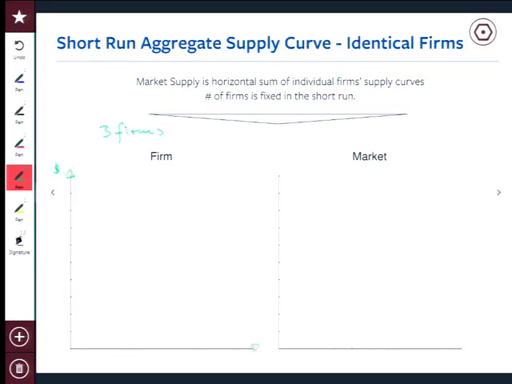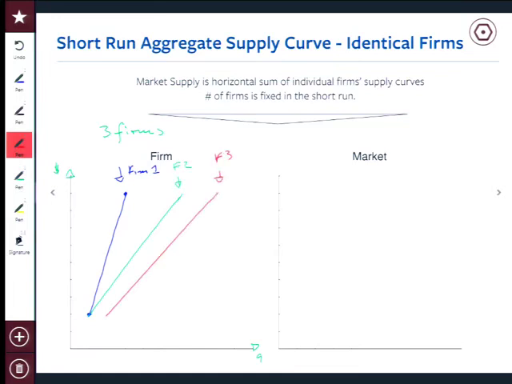Here we have dollars, here we have Q. So let's say firm 1's supply curve looks like this, right? This is firm 1. Firm 2's supply curve looks like this. Firm 2. And firm 3's supply curve looks like, I don't know, I'm just making this stuff up at this point. And this here is firm 3.